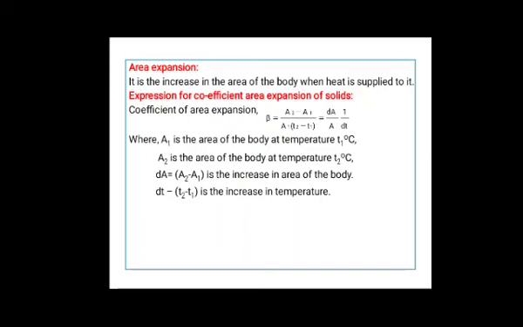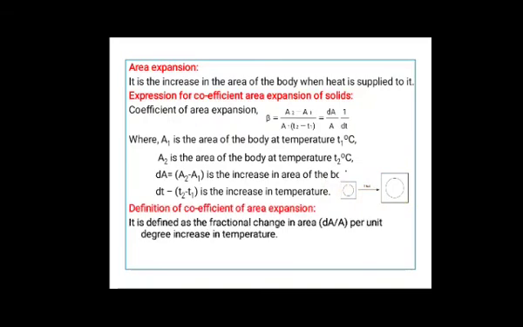A1, A2 are the area of the body at temperatures T1 and T2 degree centigrade respectively. dA is A2 minus A1, the increase in area. dt is T2 minus T1, the increase in temperature. See, this is one simple diagram so that you can understand. This is the initial area. When heat is supplied, there is an increase in area. Now, how to define this coefficient of area expansion? It is the fractional change in area, that means dA by A, per unit degree increase in temperature.